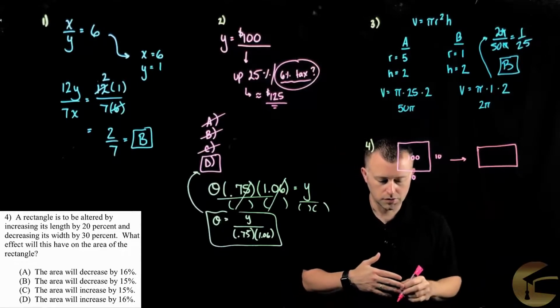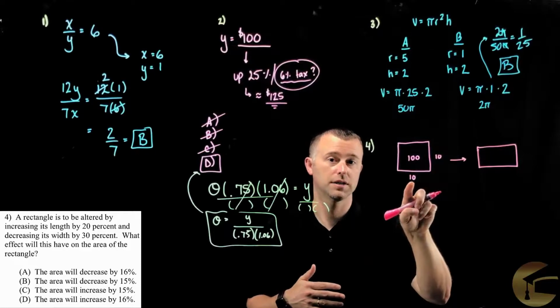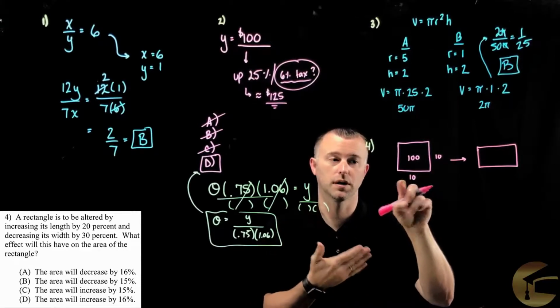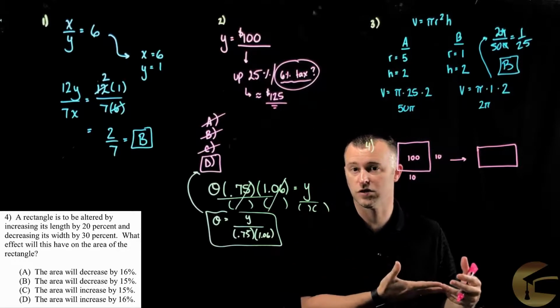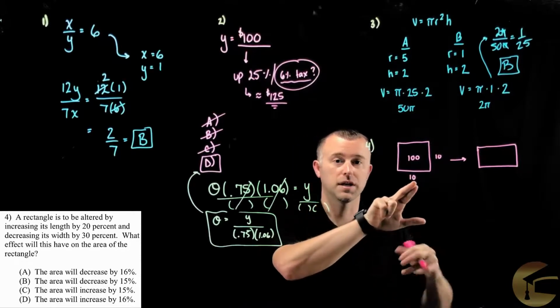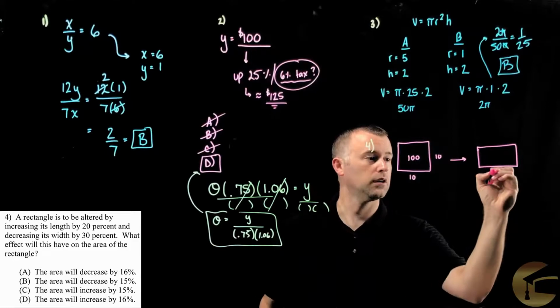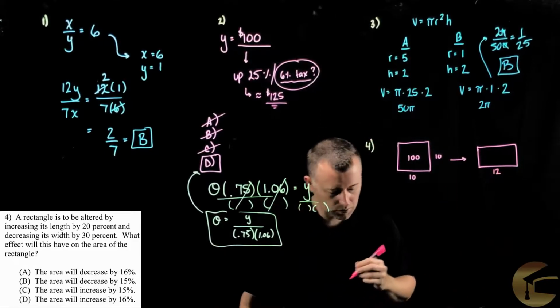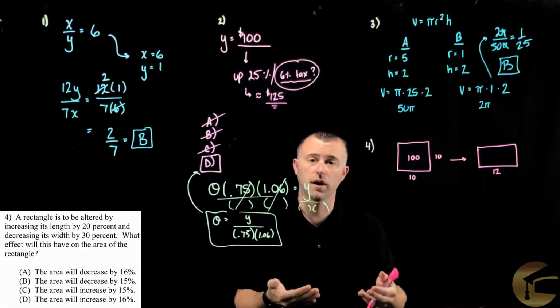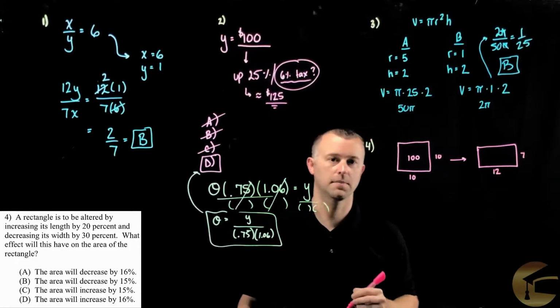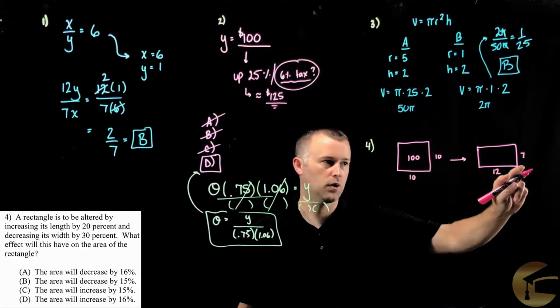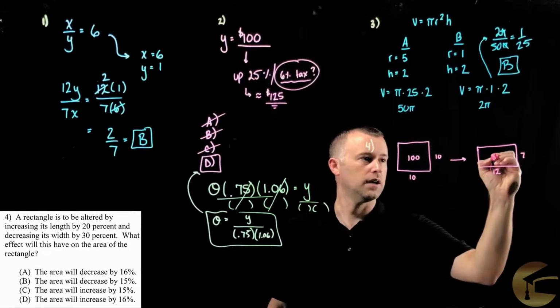And I'm going to increase the length by 20%. So I'm taking this 10, I'm going up by 20%. Because I'm using 10, hopefully it's easy to tell that 20% of 10 is 2. So I'm going from 10, I'm adding 2, so I'm going to get 12. And then I'm decreasing the width by 30%. So I'm taking away 3. So I'm going from 10, take away 3, you end up with 7. So our area is now going to be 12 times 7, which is going to be 84.